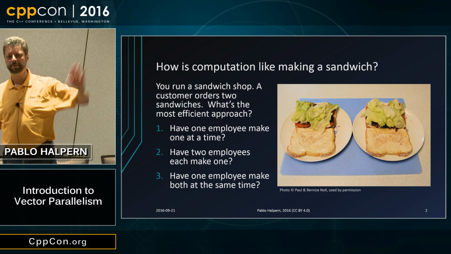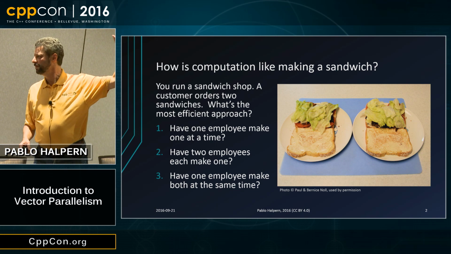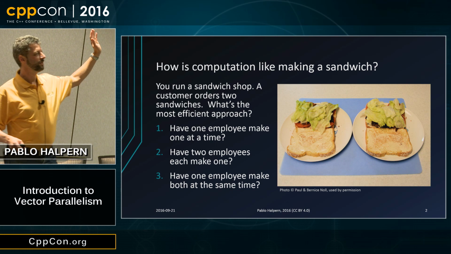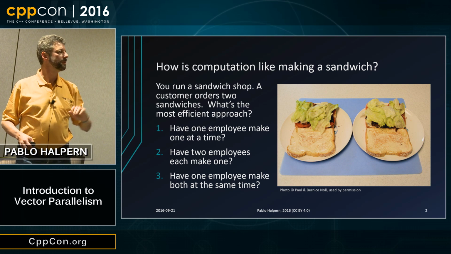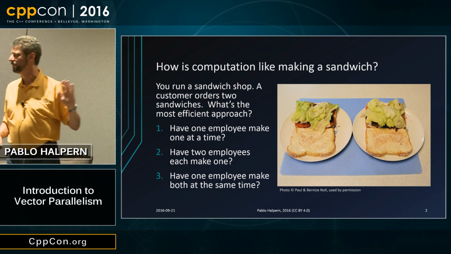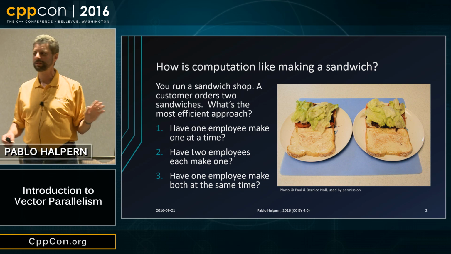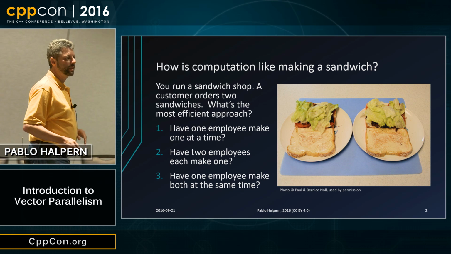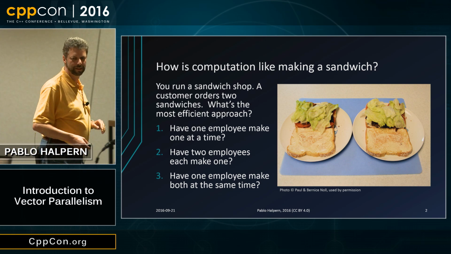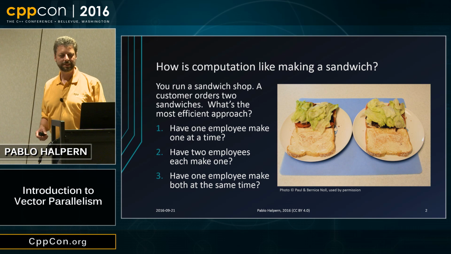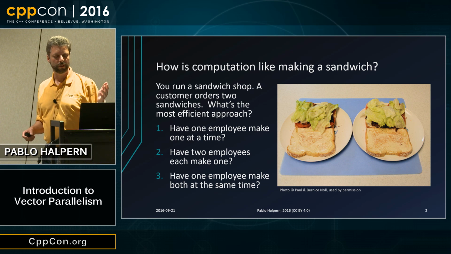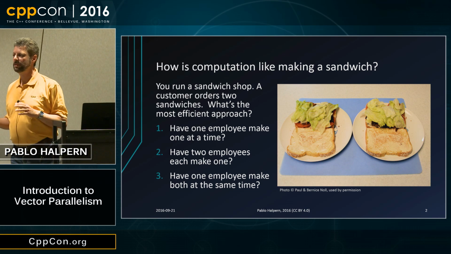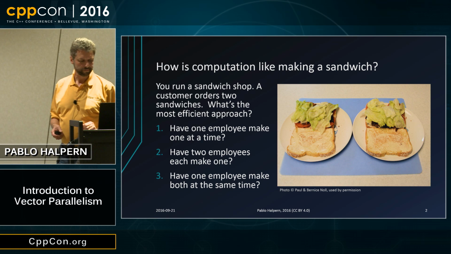How many people think it's number one? Nobody. Okay. Number two, two employees? A bunch. Number three, one employee, two sandwiches? And a bunch of you have abstained, probably because the actually correct answer is, well, it depends. But this is, surprisingly, a pretty good analogy, at least I think so, for the different kinds of parallel computation that you can do in a computer.